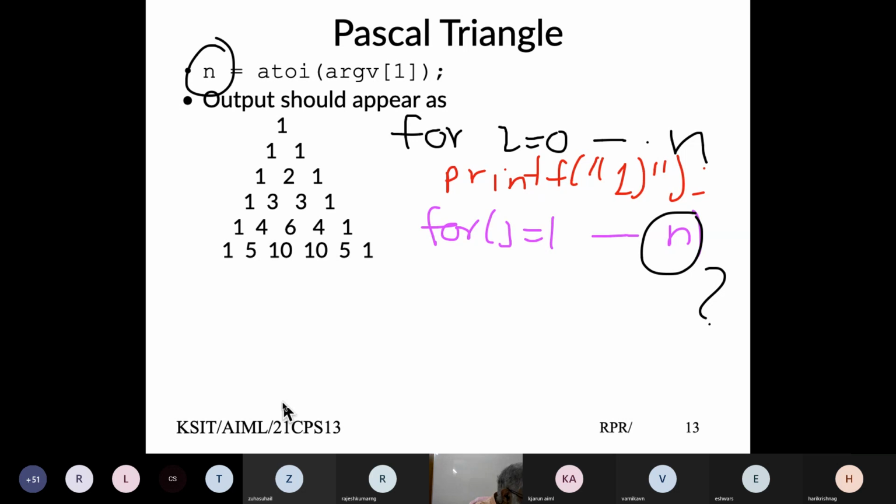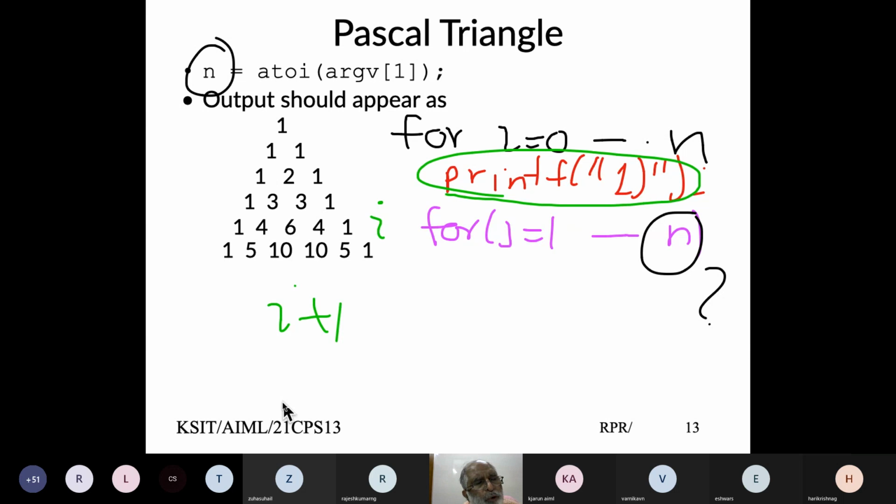The outer loop tells me the line number. Line number 0, line number 1, line number 2, line number 3, line number 4. Once I'm at line number i, I need to print i plus 1 entries. I've already printed 1 entry. So how many more entries do I need to print? i. So this second loop should run up to i and not anything else.